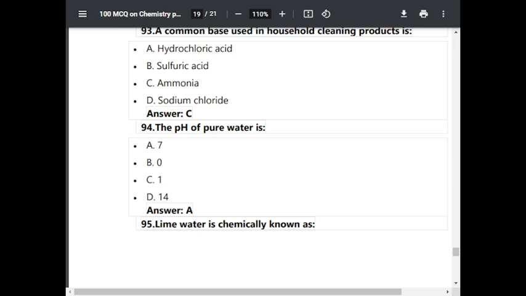Question number 94. The pH of pure water is: option A 7, option B 0, option C 1, option D 14. The correct answer is A 7. The pH of pure water is 7.